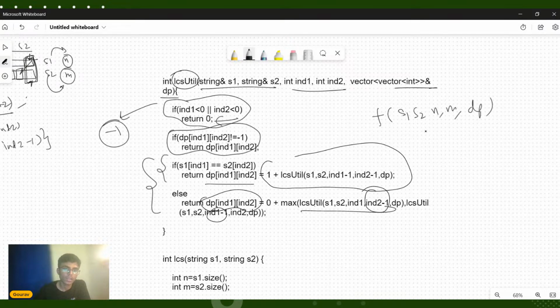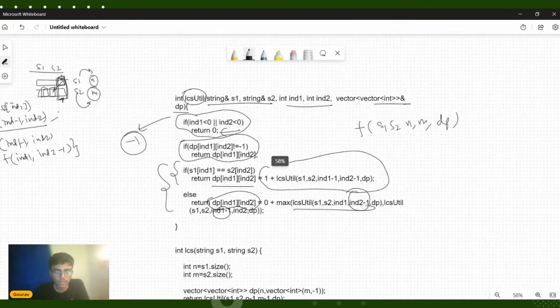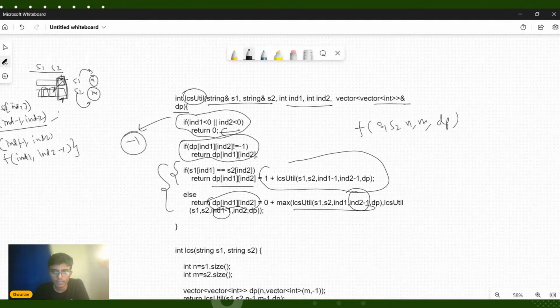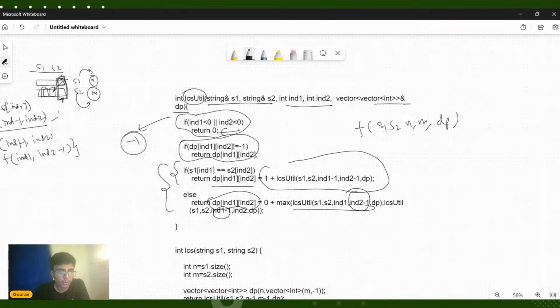So I hope this makes sense to everyone here. n minus one and m minus one are the index numbers because we are following zero based indexing. So that is done. Can I please have a plus one in the chat box if you have properly understood this concept?